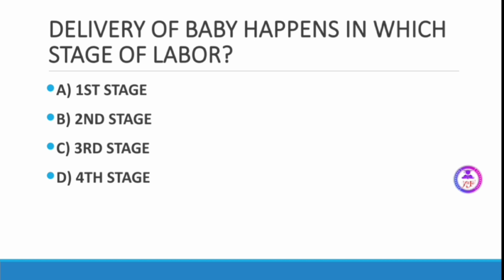Delivery of baby happens in which stage of labor? See, whenever a newborn baby is born by the process of normal labor, the stage is considered. There is first stage, second stage, third stage, fourth stage of labor in which the baby is delivered. That stage we have to identify. So options are first stage, second stage, third stage, fourth stage.